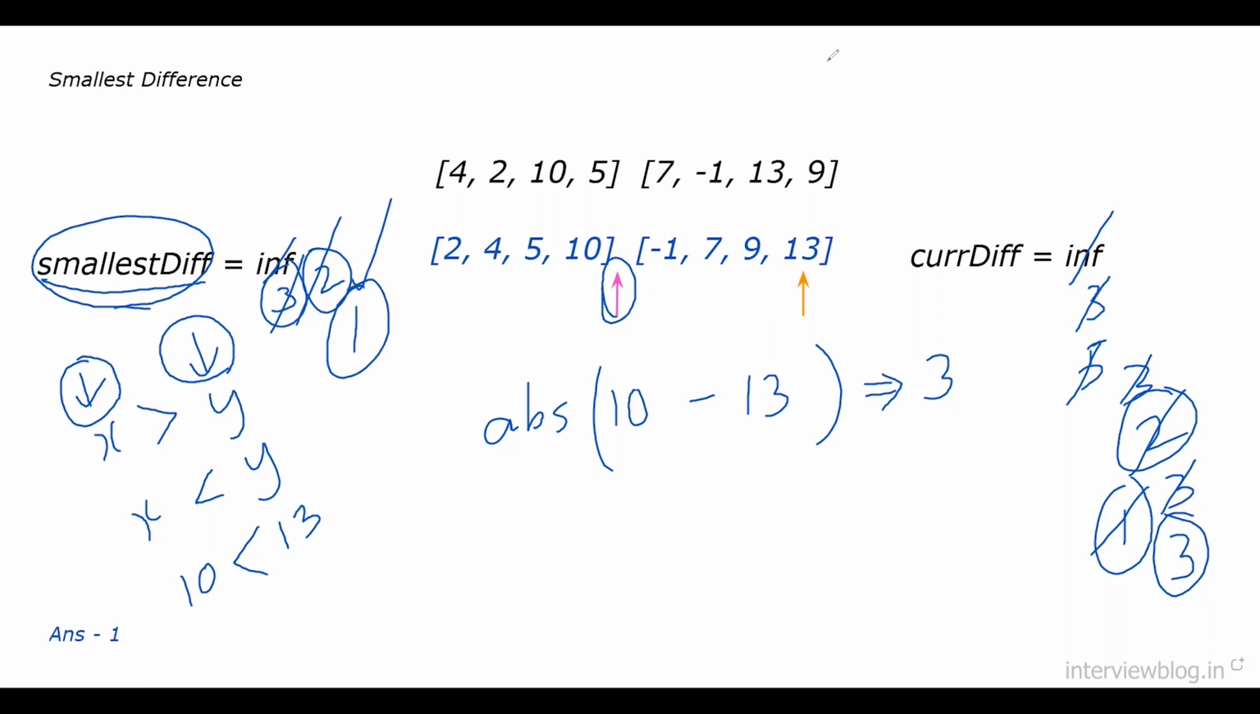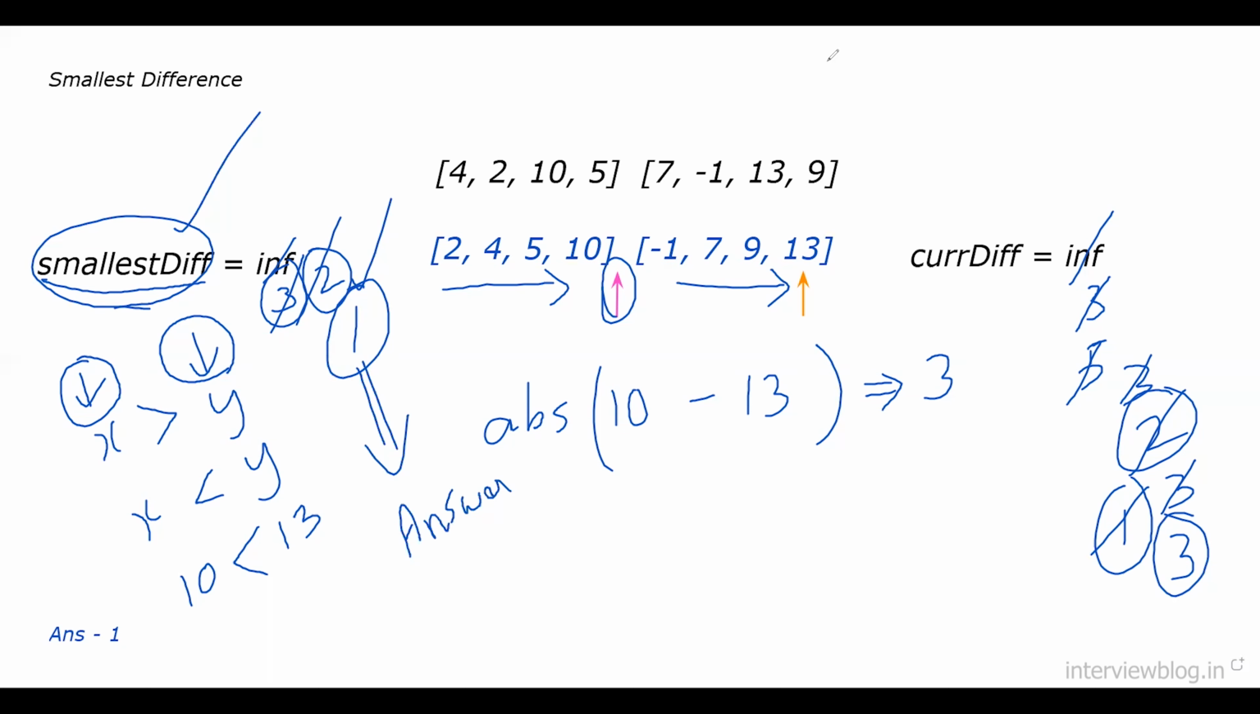Now, we can see that we have completely traversed both of the arrays, and hence we need to now return the smallest difference, which in this case is 1. So we'll be returning 1 as our answer. So hope you understood the algorithm.